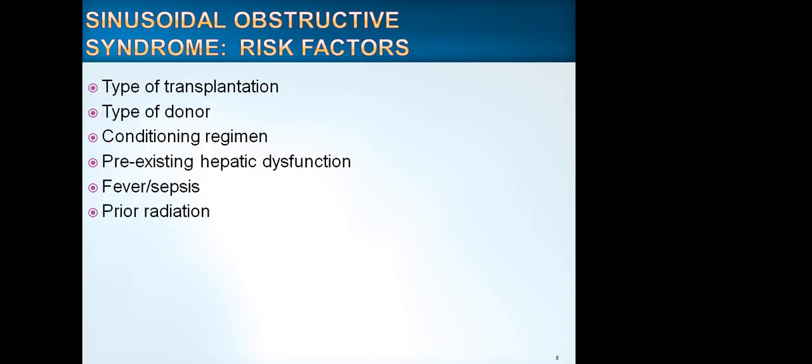The risk factors include type of transplant. In allogeneic transplant, there is a high risk of getting VOD, and also type of donor: matched unrelated donors or mismatched donors carry a high risk. The conditioning regimen also matters: busulfan, cyclophosphamide, and TBI are high risk for SOS. If somebody has pre-existing hepatic dysfunction, such as hepatomegaly or other hepatic issues, they are more prone to it. Sepsis and, as I said, radiation are also risk factors. So these are the reasons for getting VOD.